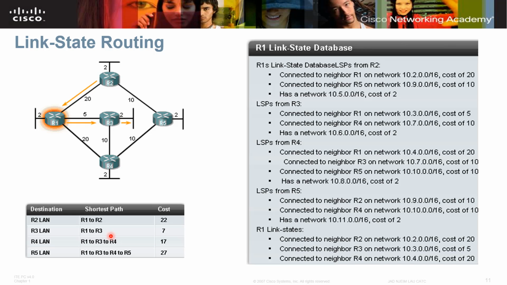We already calculated the shortest path to all destinations, and we already built this routing table from this graph. As this graph represents a link state database, from it I can easily obtain destinations, the shortest path, and the cost to all these destinations. Any question?